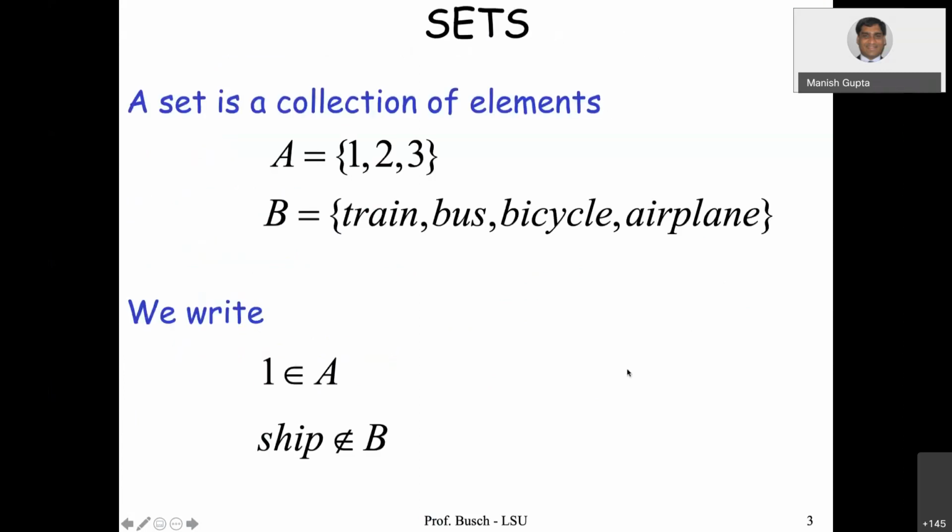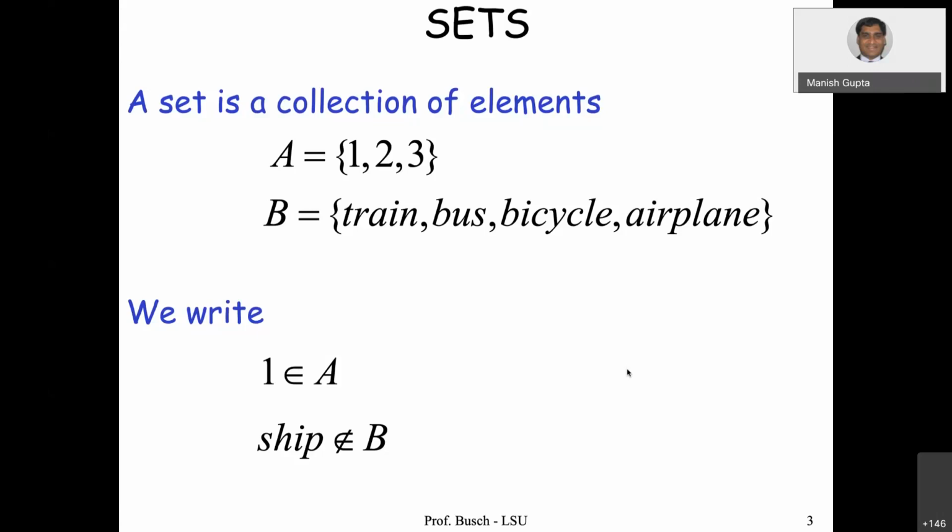A set is a collection of elements. So one question I would like to ask: is this definition correct? Will any collection of elements be a set? They should be unique. So in fact, a proper definition is a collection of well-defined objects. What do you mean by well-defined objects? Can you tell me? Any idea? We can say that a particular element belongs to a set or not, with no ambiguity. Correct. Very good.